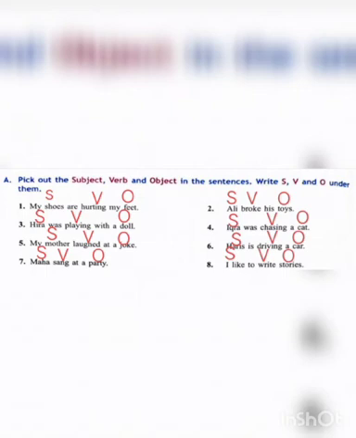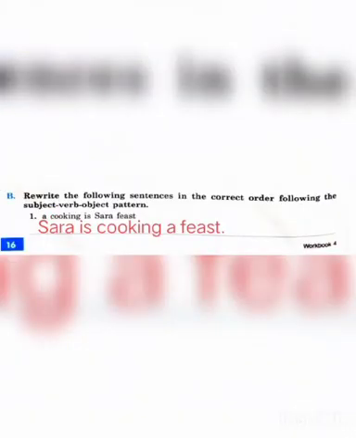My mother laughed at a joke. My mother is the subject, laughed is the verb and joke is the object. Haris is driving a car. Haris is the subject, driving is the verb and car is the object. Maha sang at a party. Maha is the subject, sang is the verb and party is the object. I like to write stories. I is the subject, write is the verb and stories is an object.